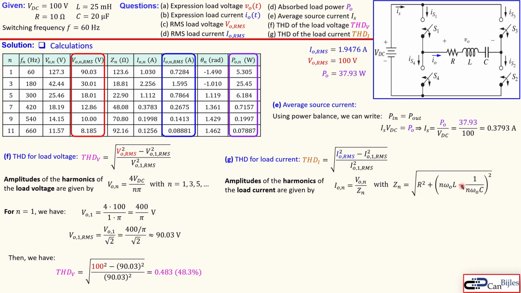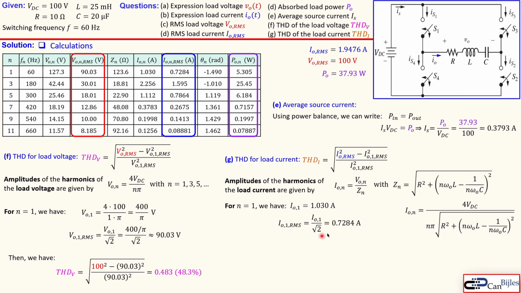Again, Ohm's law, and this was our impedance. We know that this can also be written like so. And for n=1, we know from the table it is 1.03 amps. Take this divided by the square root of 2, and you will get this one as we have here. Then we substitute values.